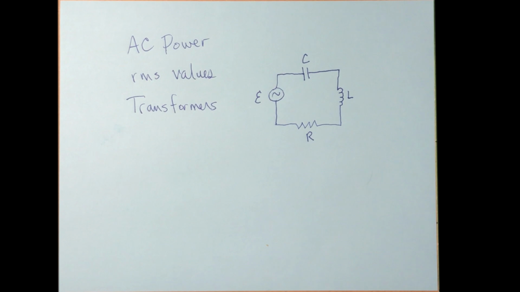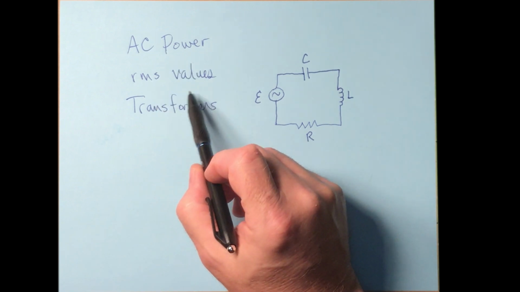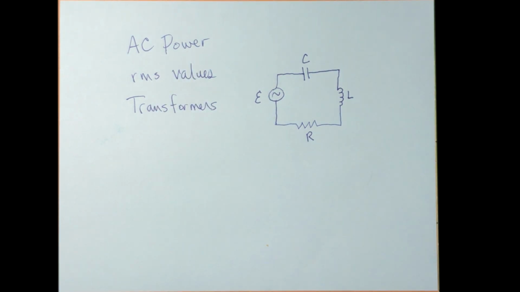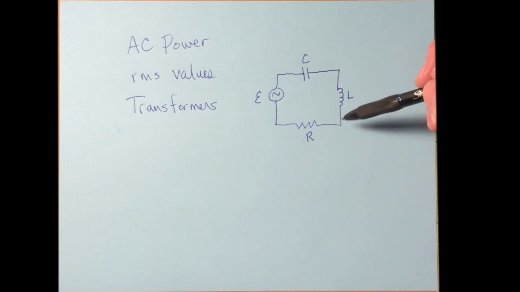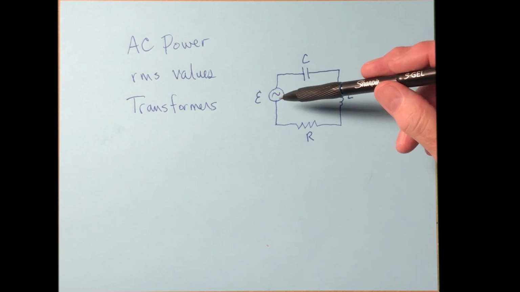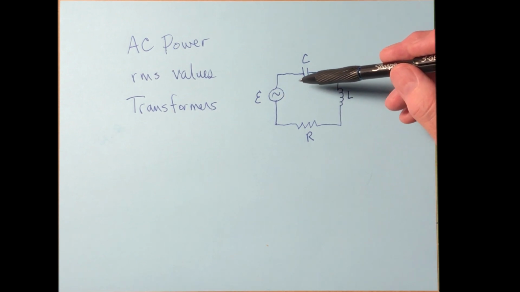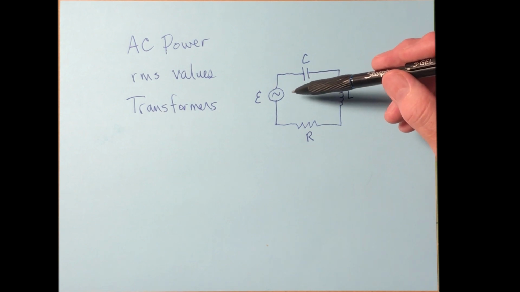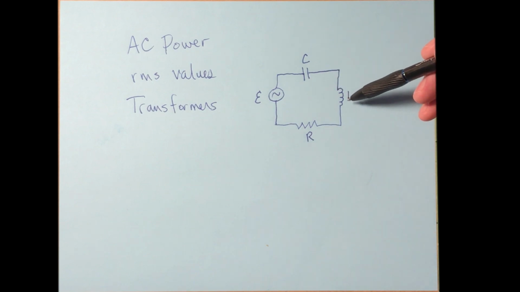All right, we're going to finish up talking about electricity and magnetism in this course by talking about AC power, RMS values, and transformers. And we're going to begin this way. In any sort of an RLC circuit, the alternating current generator is the source of energy here. And the energy is provided by that source, and it is stored in the electric field of the capacitor and the magnetic field of the inductor.